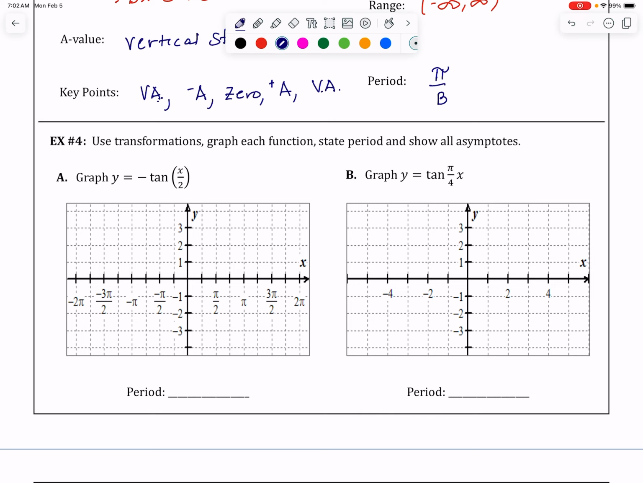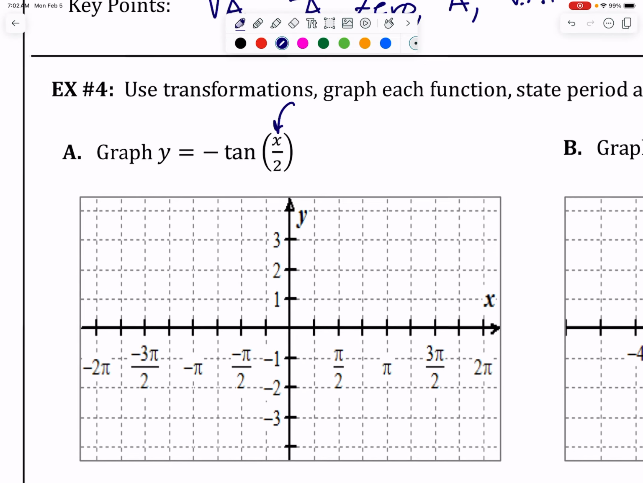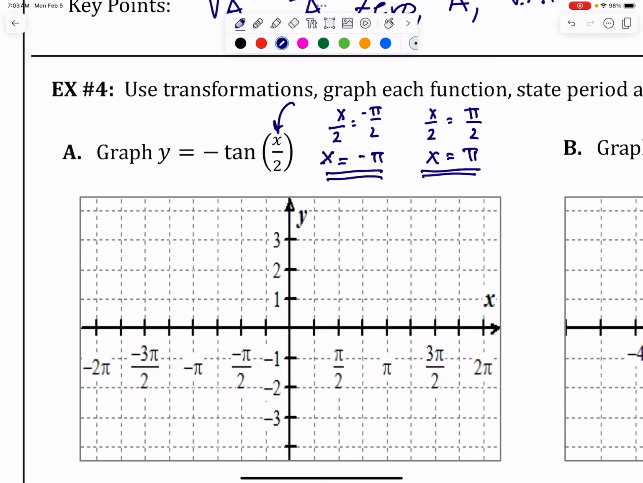Now, let's find our asymptote. So remember, we set the inside argument right there equal to negative pi over 2, and that's going to find our first one. And then we'll set it equal to positive pi over 2, and that's going to find our second asymptote. So x equals negative pi and x equals positive pi. So those are our asymptotes.